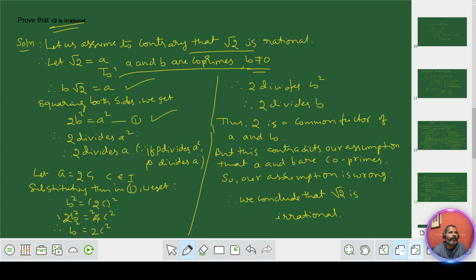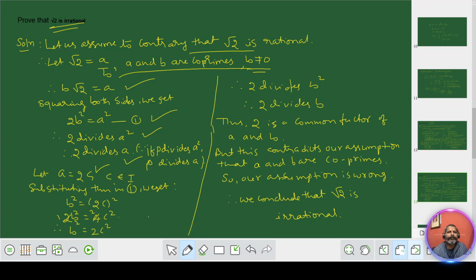So now 2 divides a square, then 2 divides a. When 2 divides a, we assume a equal to 2c. When you study this thing with root 3 or root 5 or root 11, just compare what steps will differ here. Then just remember those steps and continue. Every other statement remains same. Substitute a equal to 2c in 2b square is equal to a square. Then we get 2b square is equal to 4c square.